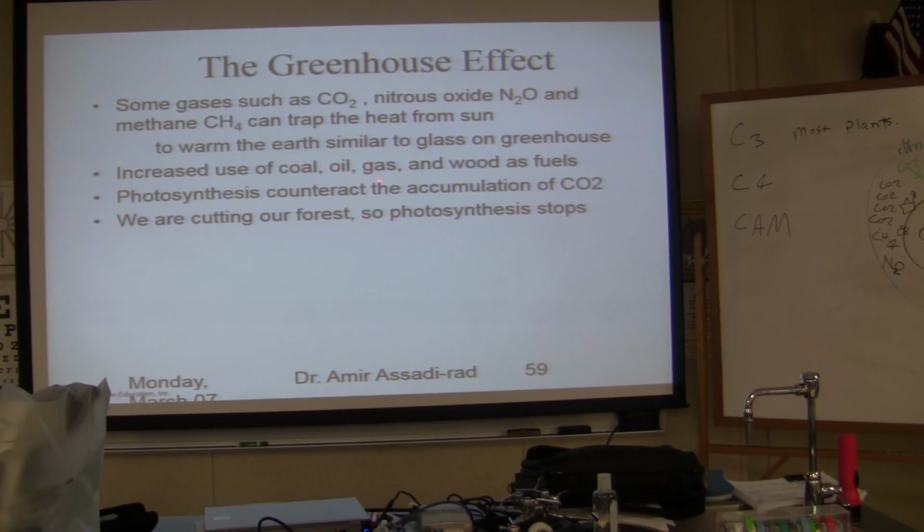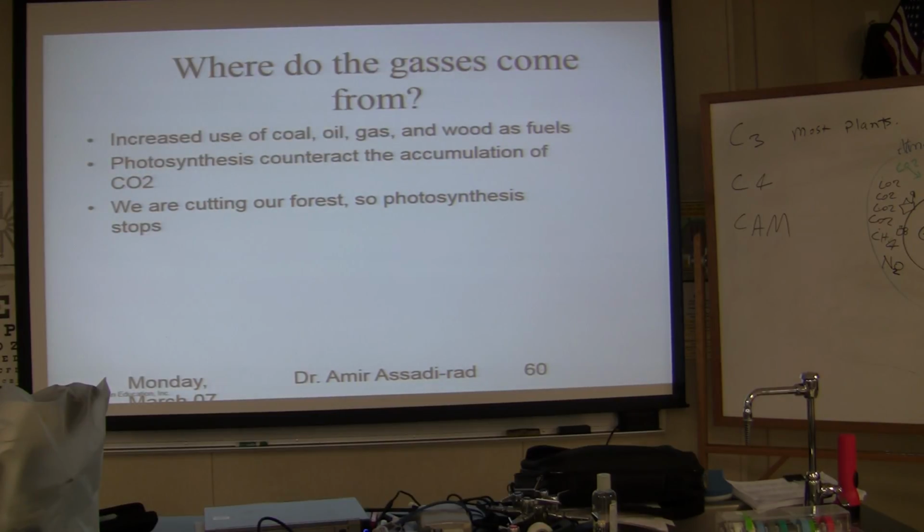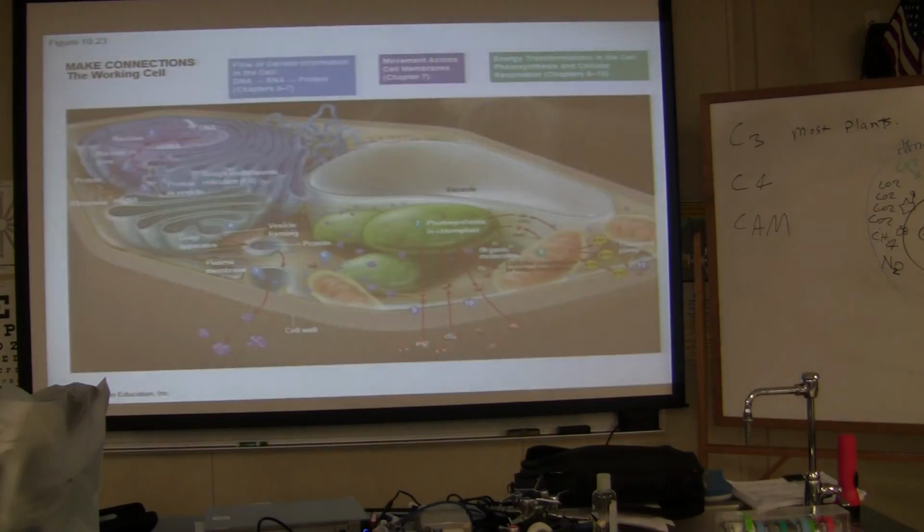Increased use of coal, oil, gas, and wood as fuel. Photosynthesis counteracts accumulation of carbon dioxide. We are cutting our forests, so photosynthesis stops. Where do these gases come from? Increased use of oil, gas, and wood as fuels.